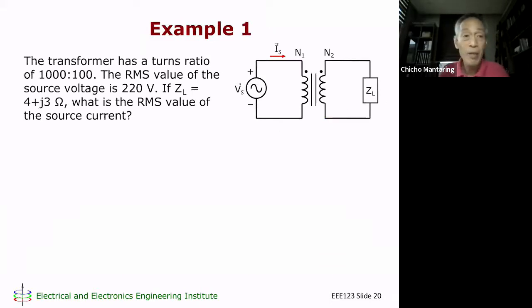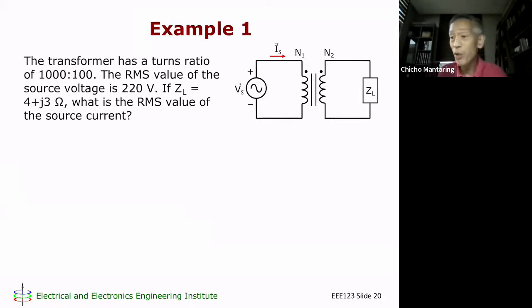So here's an example. The transformer has a turns ratio of 1000 to 100. So the high voltage side is 1000 turns. The low voltage side is 100 turns. The RMS value of the source voltage is 220 volts. If Z_L is 4 plus j3, what is the RMS value of the source current?